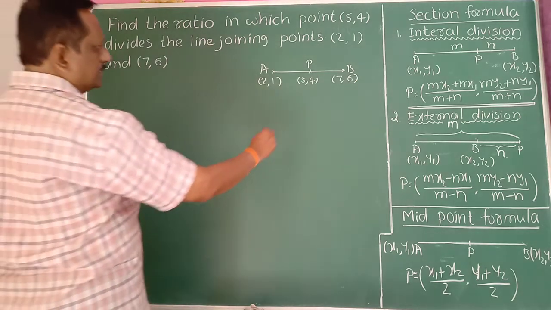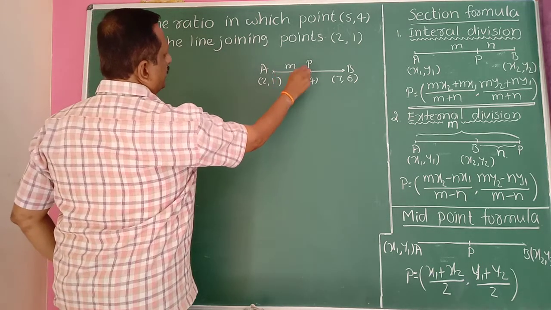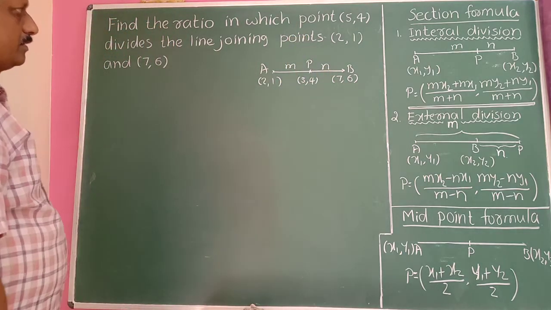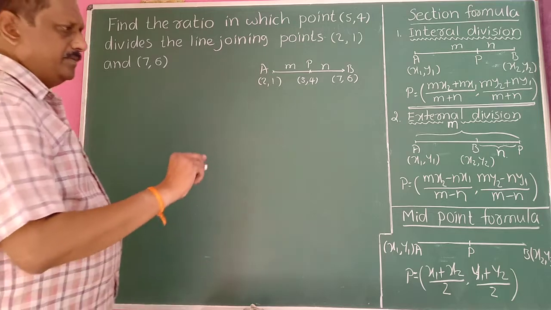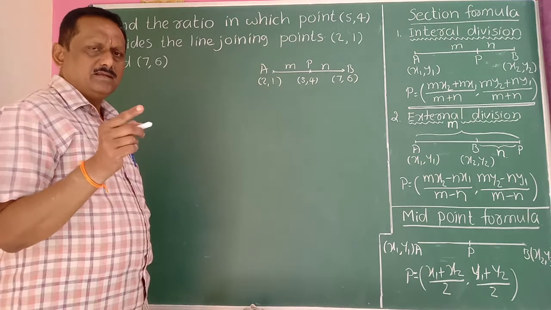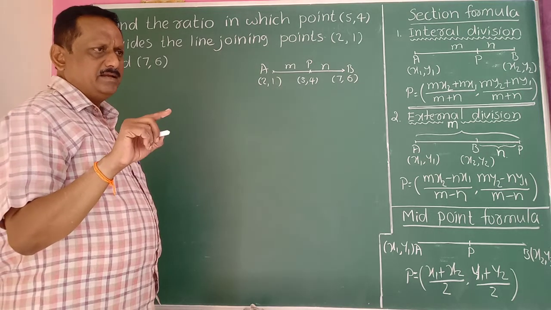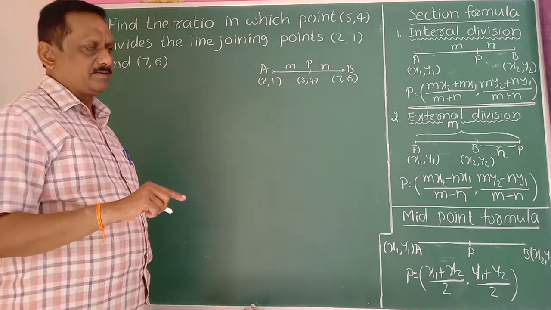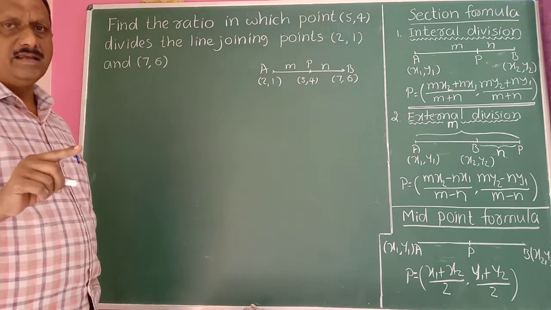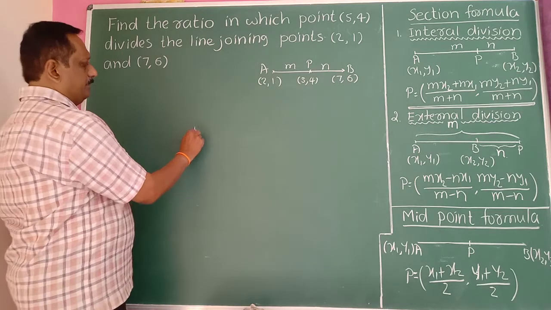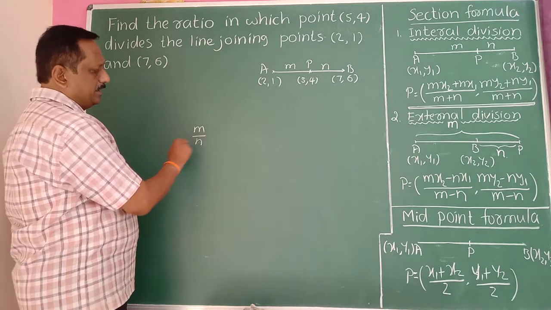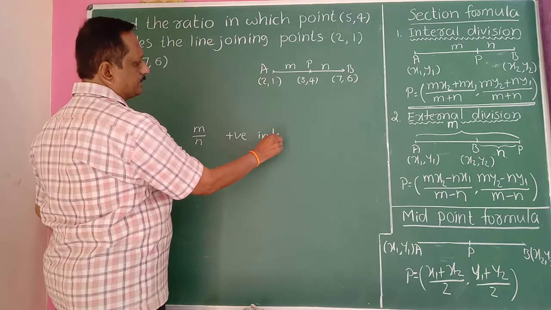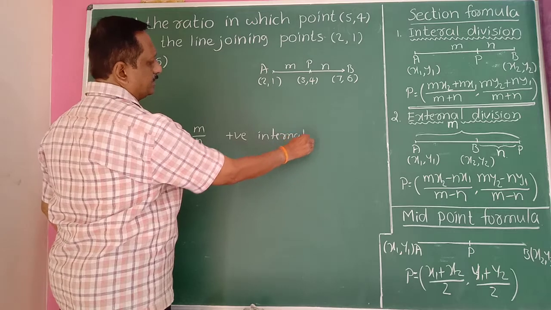Okay, so let us consider P divides AB in the ratio m is to n. If m is to n gives a positive, then it is an internal division. If m upon n gives a negative quantity, then it gives an external division. It depends upon the sign here. So after simplification, if m upon n is positive, then it is an internal division. Remember it here, internal division.